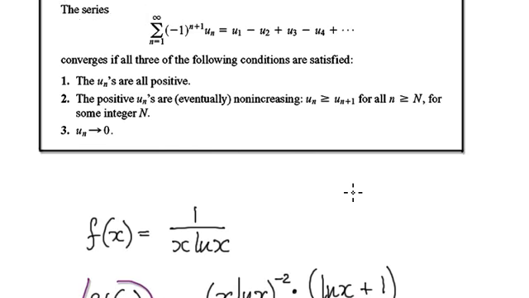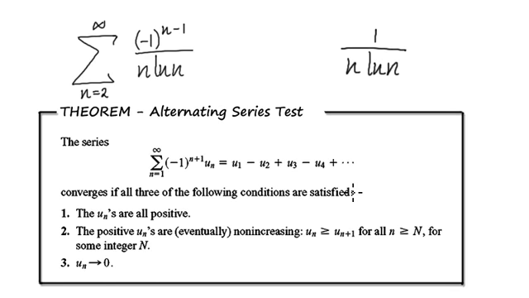Going back to here, we are trying to investigate this. It's saying extract the u_n. This condition has been satisfied because it's always going downhill. The gradient is negative, so it's non-increasing. So condition 2 has been satisfied.